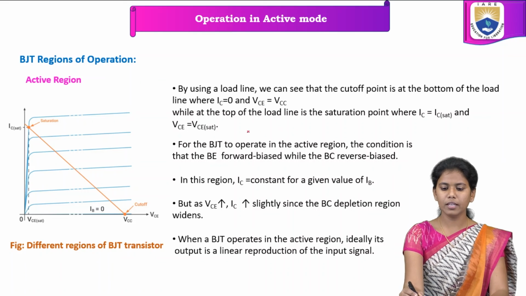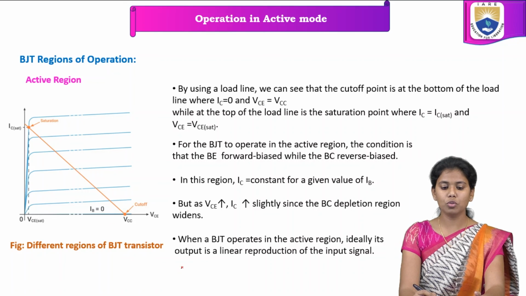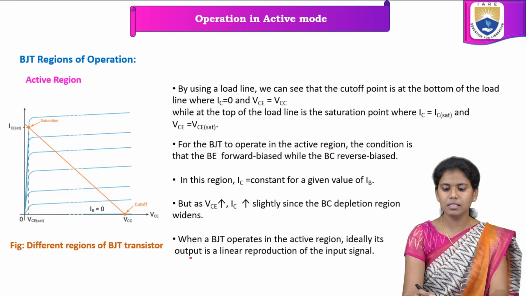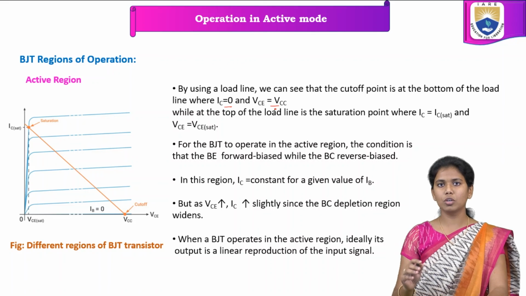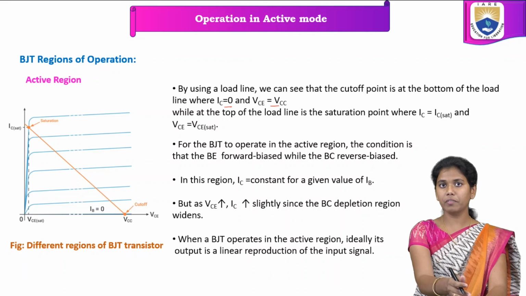So here we are using load line analysis, right? In this load line analysis, we are talking about the quiescent points also. We will discuss this quiescent point in the coming classes. So in this particular graph, where IC becomes 0, VCE becomes VCC. This is all explanation we have discussed in the previous slide, right?